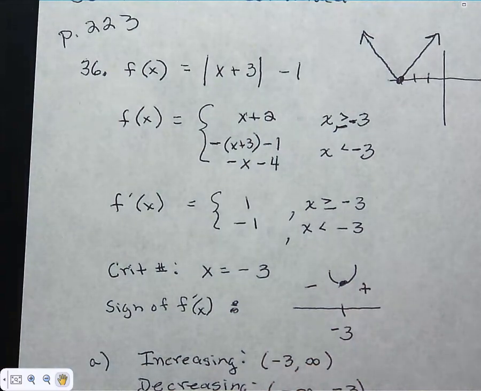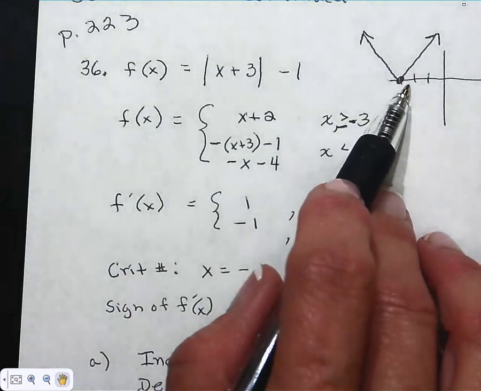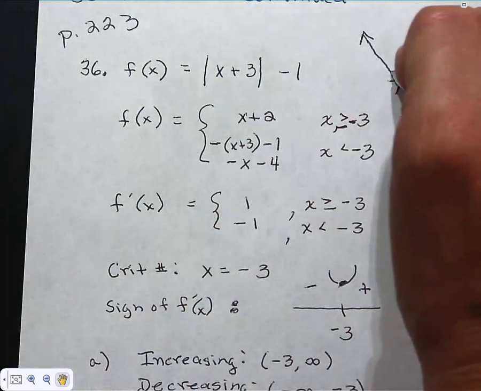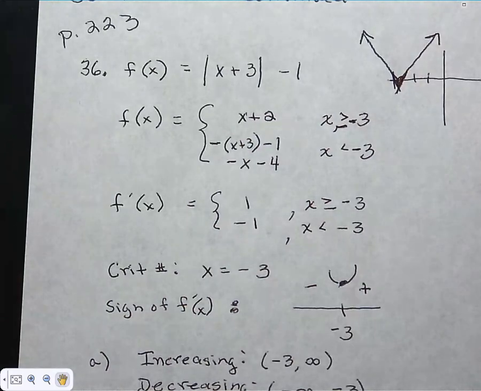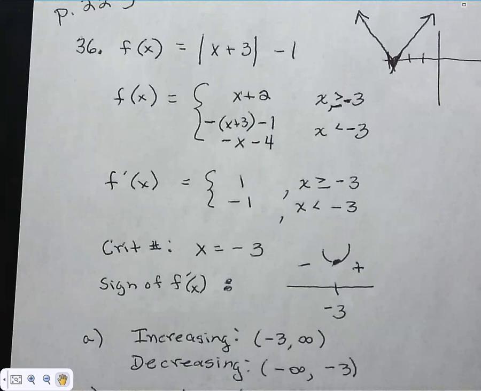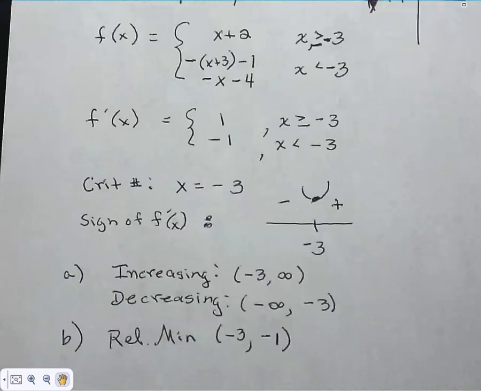Which makes sense because I didn't graph it perfectly correctly. What's not quite right about my graph? It is the V shape scooted 3 to the left, but it was also scooted down 1. So, fixed it. The relative min is negative 3, negative 1. I'll take it on your paper. If that's the worst thing you do on your paper, then we're all right. That's okay.